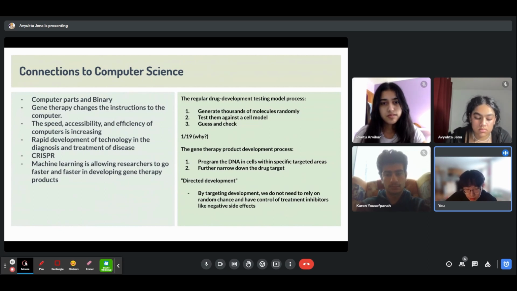It's much faster and more specific. And with regular drug development, you only have a 1 in 19 chance of being approved at a real clinic, and that's only after 2 years and $10 million of investments. And that's because regular drugs have lots of side effects and they're not specific enough. And so computer science can fix this problem with gene therapy by targeting development and not relying on random chance to come up with new drugs and treatments.